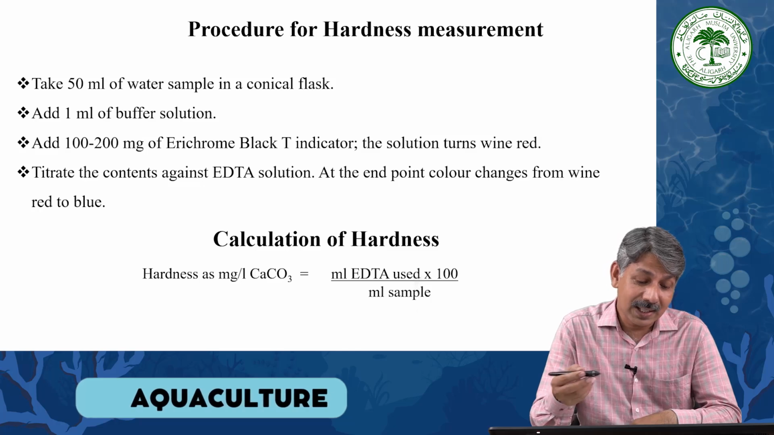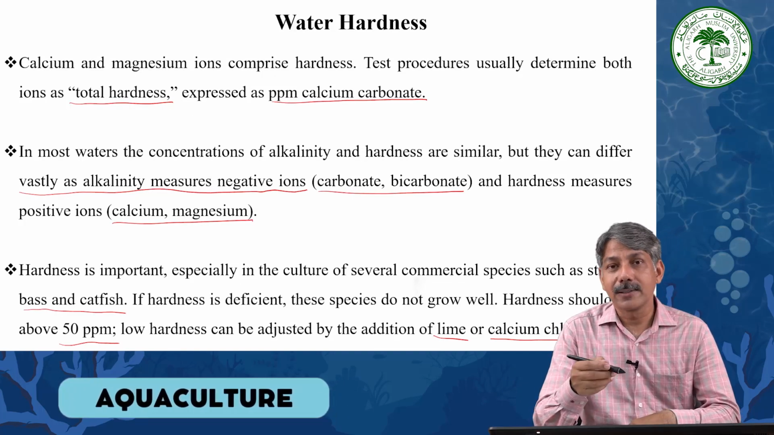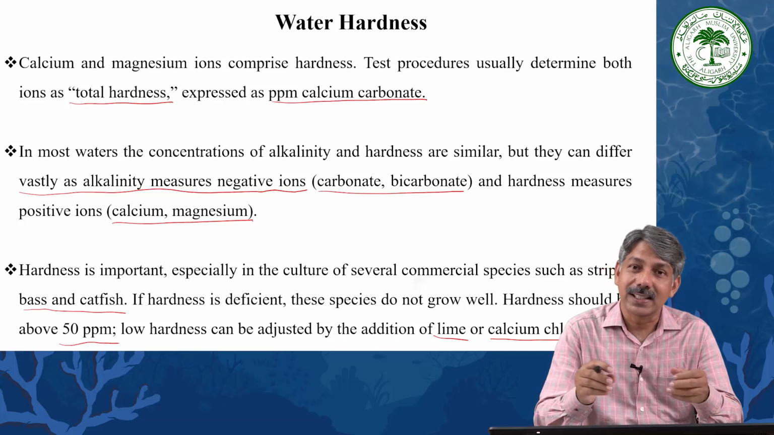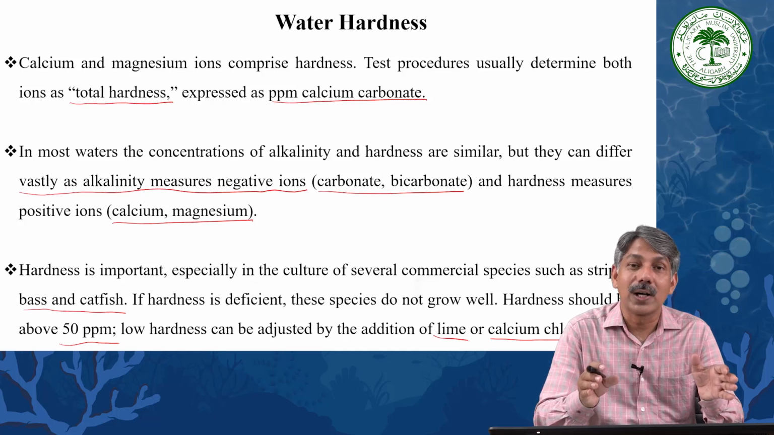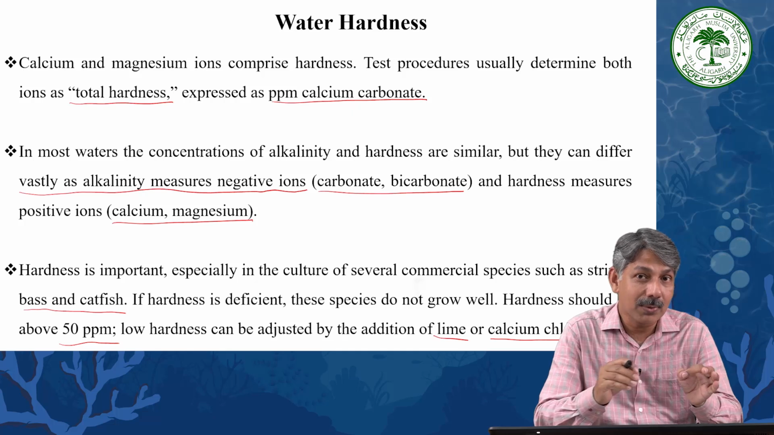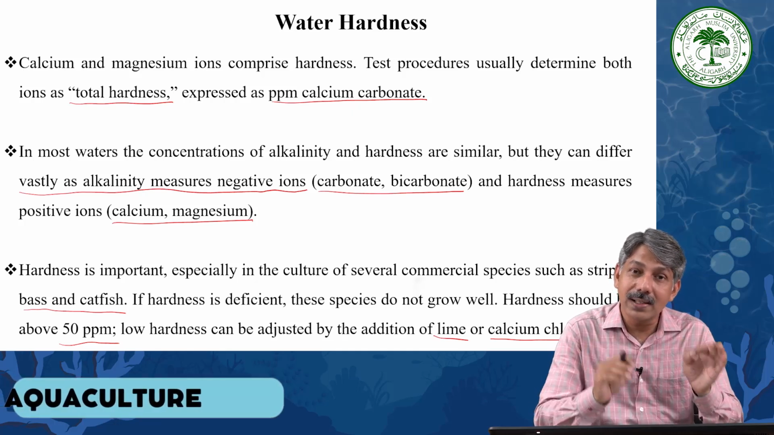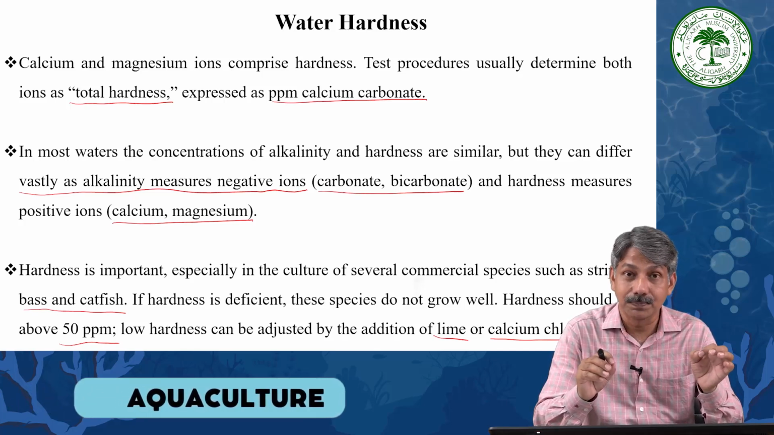And how it is important, I can explain to you. For example, when you are going for induced breeding, when the fishes release eggs, they are fertilized. Then these fertilized eggs are kept as such in the water for the process we call water hardening. During that hardening process, that is very important for the embryonic growth. That water hardening process requires certain levels of hardness, especially the presence of calcium.